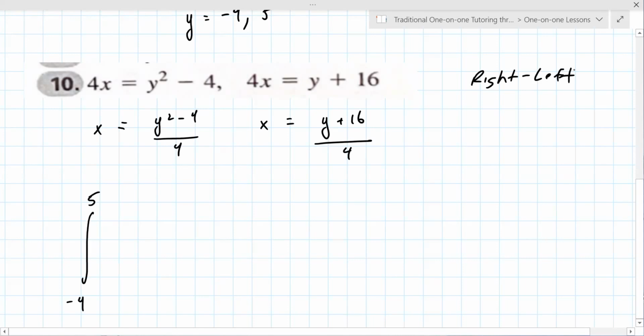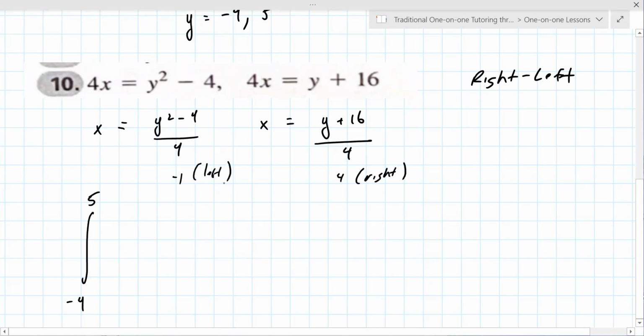You choose a value between these two endpoints. So like 0. I remember. 0, yeah, and then you plug it in here. So 0 squared minus 4 is minus 4 over 4. That's negative 1. This one is 16 over 4, which is 4. So this one is obviously the right, and this is the left.